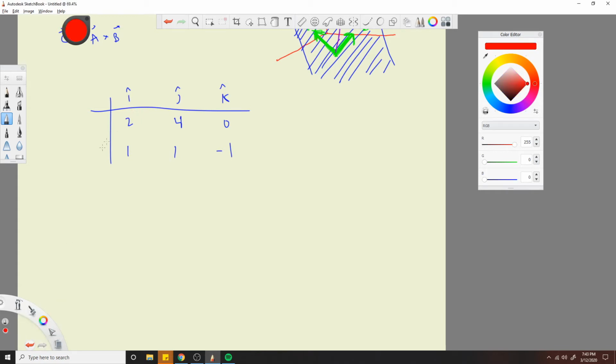So how I do cross products, let's say I'm looking for the i component, I would eliminate this column, and then I do the determinant of 4 and 0. So do 4 times negative 1 minus 1 times 0, i hat. Then this one is going to be minus. You always do a minus for j. This is just how I do it. Eliminate the j. And then you do the determinant here. 2 times negative 1 minus 1 times 0, j hat.